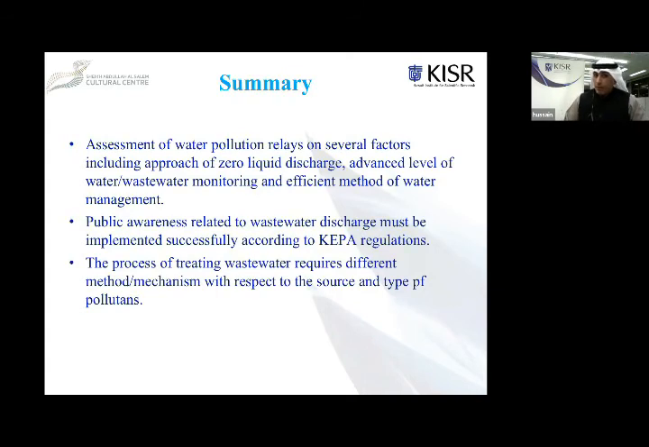In summary, of course, the assessment of water pollution relies on several factors, including the approach of zero liquid discharge in order to treat and recycle the water within its own establishment, an advanced level of water and wastewater monitoring, and an efficient method of water management and treatment. Public awareness related to wastewater discharge must be implemented successfully according to KEPA regulations, Kuwait Environment Public Authority. The process of treating wastewater requires a different mechanism with respect to the source or type of pollutants.